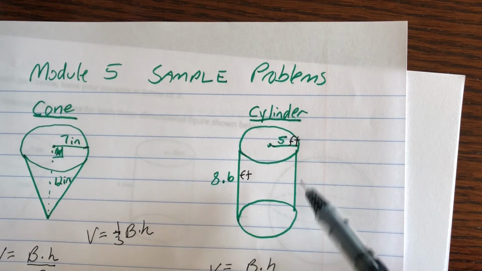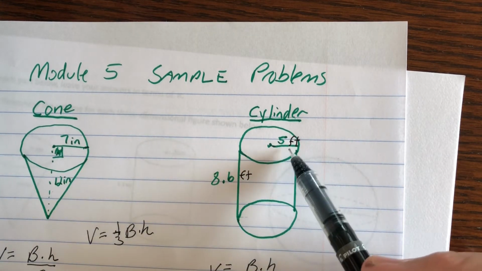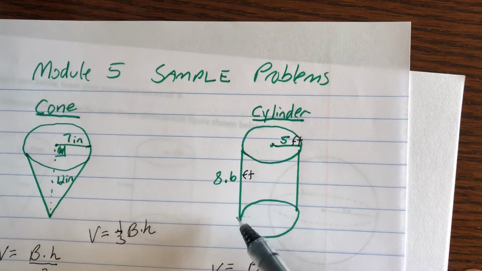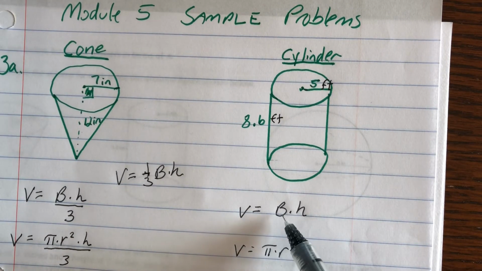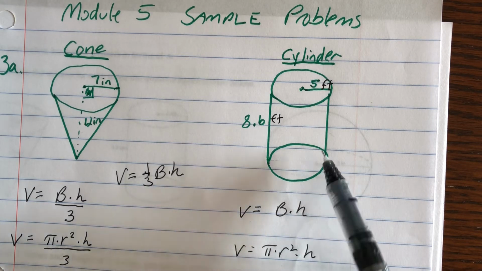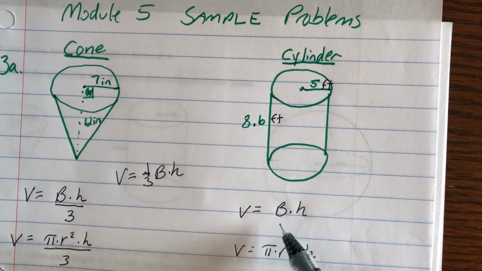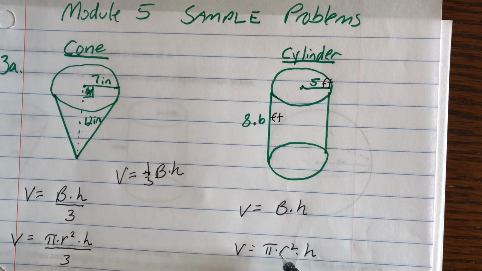All right, now I'm going to show you a cylinder problem. So here's my sample cylinder. My radius is 5. The height of my cylinder is 8.6. The formula is just volume of a cylinder is capital B times H. And again, the capital B is the area of the base, and the base is a circle. So I'm going to replace the B with the formula, the area formula for a circle, which is pi r squared, and just bring the H along.